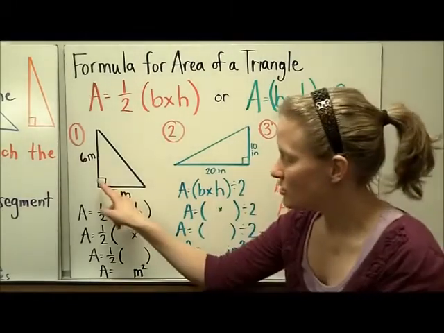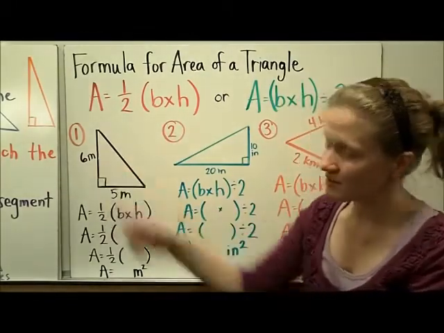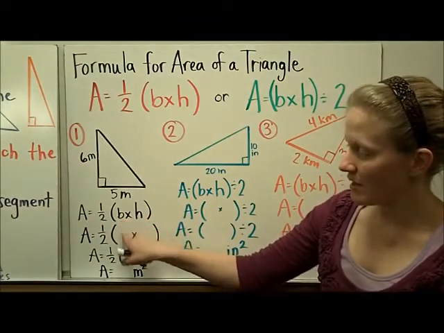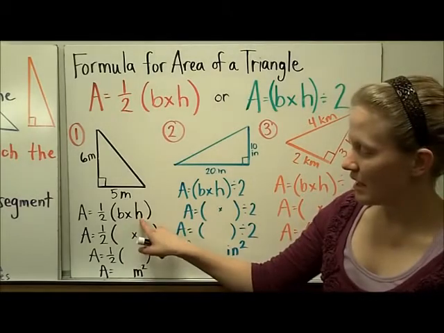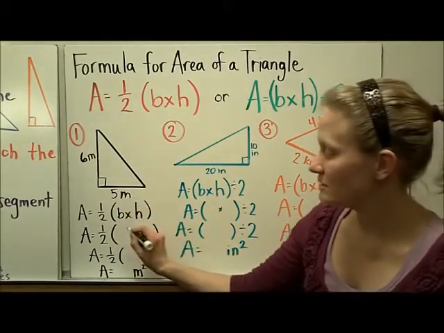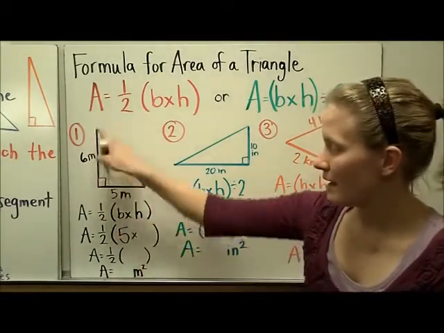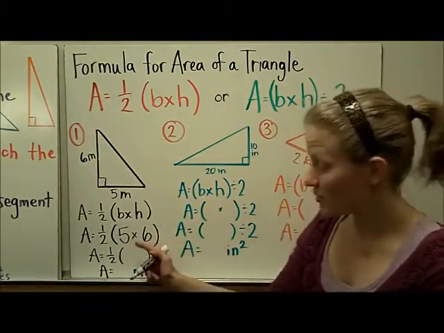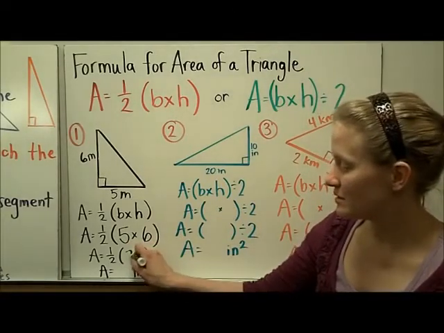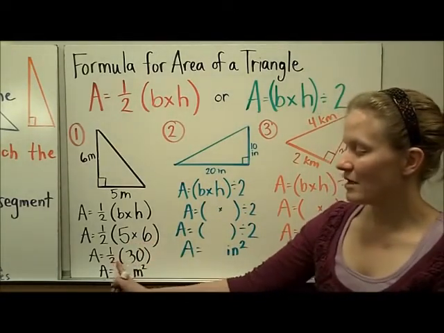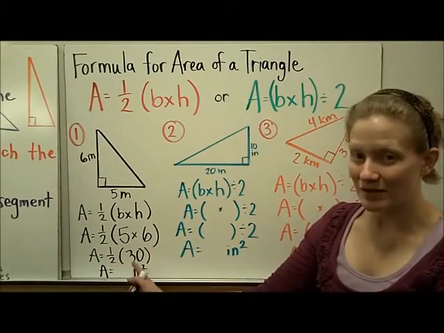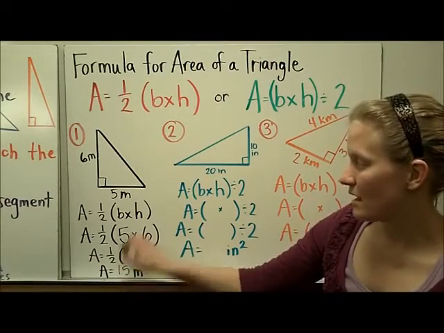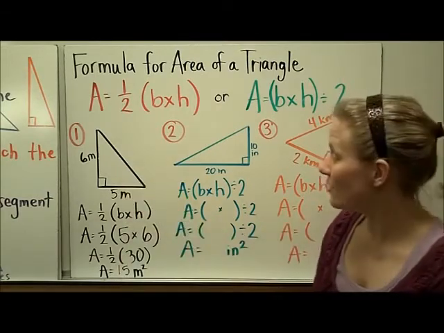So we see here that I have a right triangle. 5 meters is the base, 6 meters is the height. So I've written my formula, and then I'm going to replace the base with a number and replace the height with a number. So the base of my triangle is 5 meters, and the height of my triangle is 6 meters. Now I'm going to do what's inside parentheses first, based on the order of operations. 5 times 6 is 30. And now I can think to myself, half of 30, because multiplication can mean of, half of 30 is 15. So the area of this triangle would be 15 meters squared.